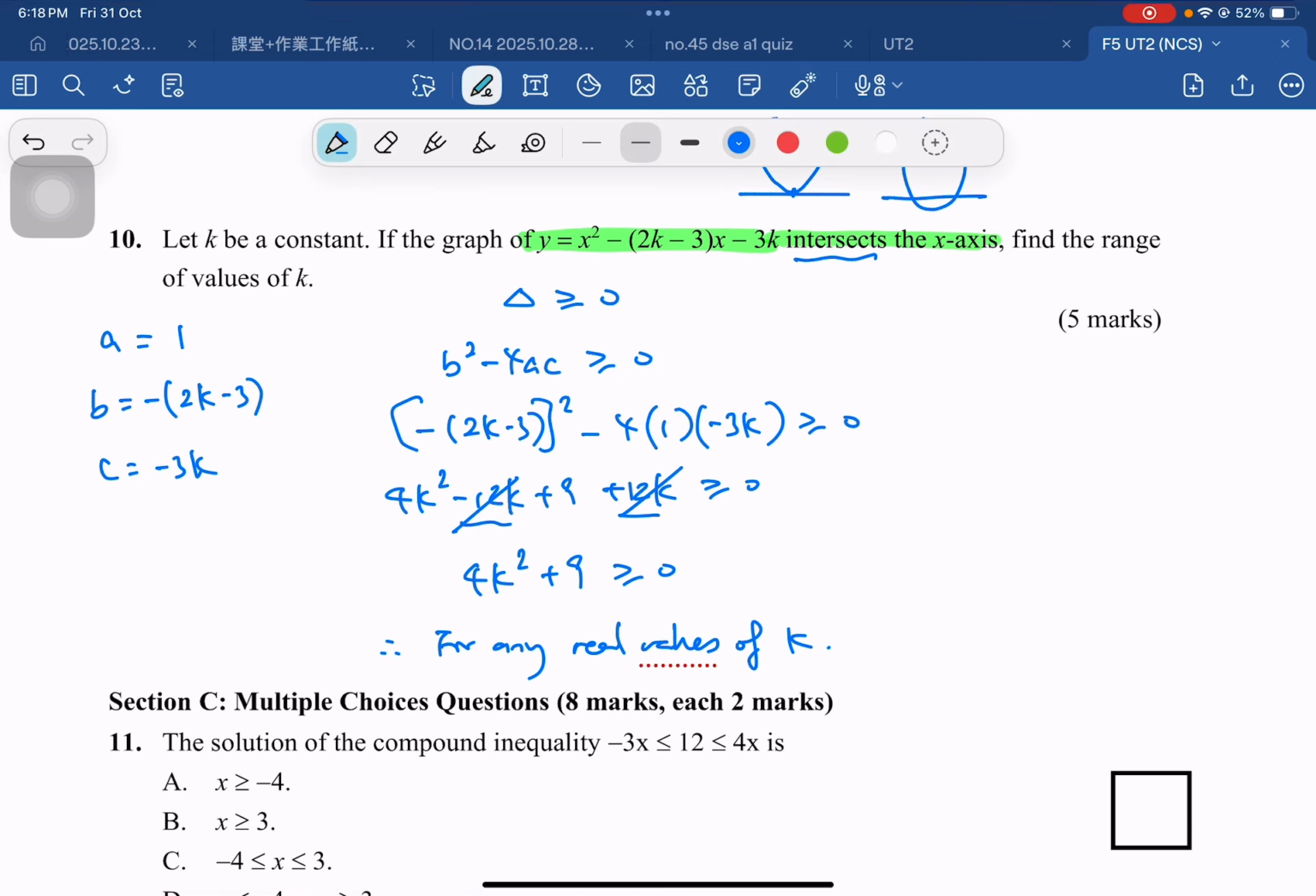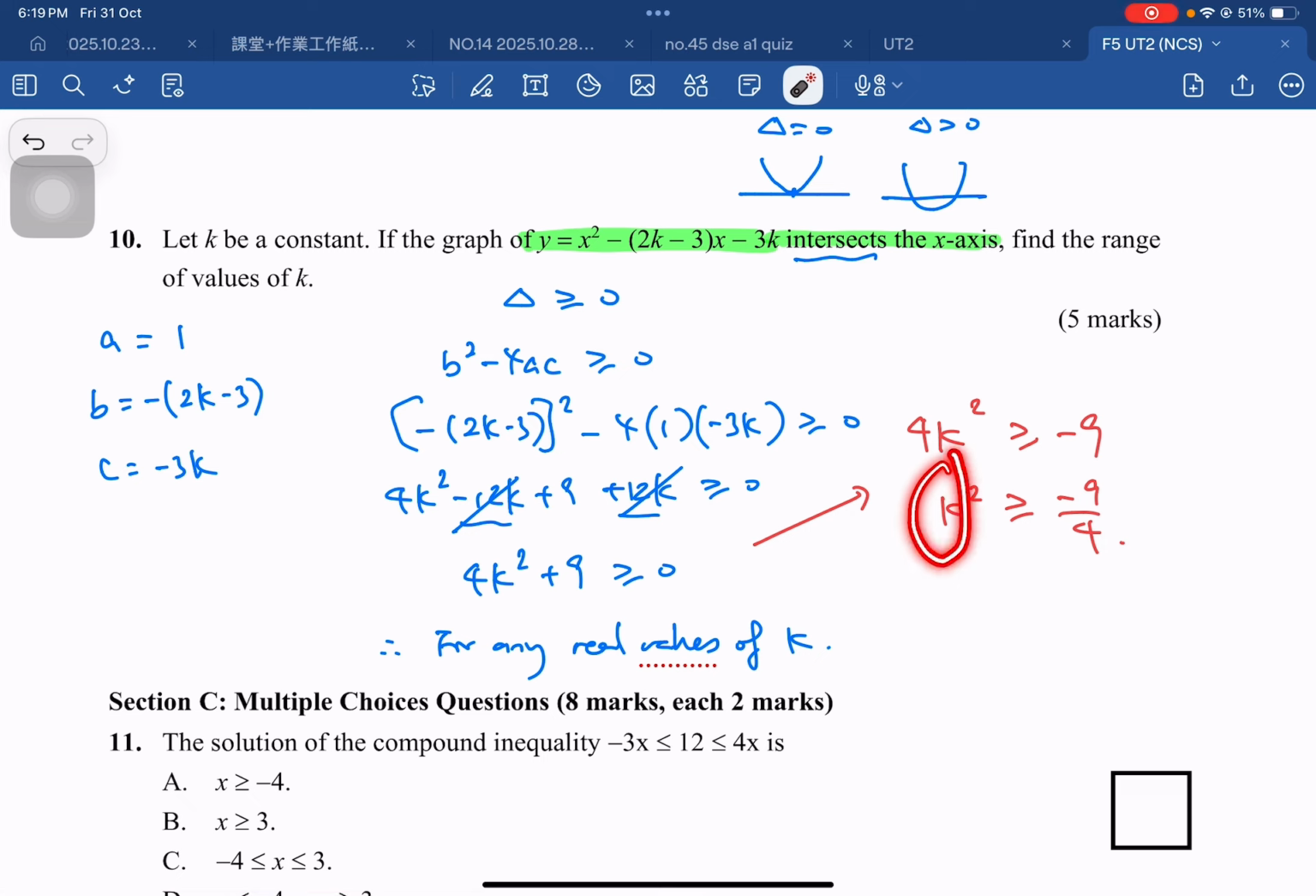So I'll say it again. We have 4k squared plus 9 should be greater than or equal to 0, isn't it? We try to solve this inequality. So 4k squared is greater than or equal to negative 9, and k squared is greater than or equal to negative 9 divided by 4. You can think about whether there is any real number, apart from imaginary or complex numbers, that is going to be negative. It's actually impossible, isn't it? So no matter what number you put into this inequality, it holds for all values of k. So the answer should be all real values of k. Okay?